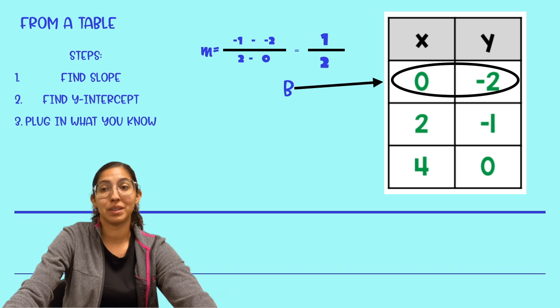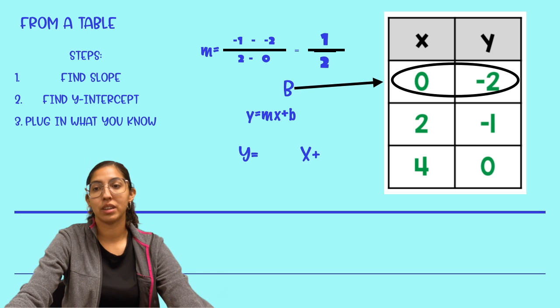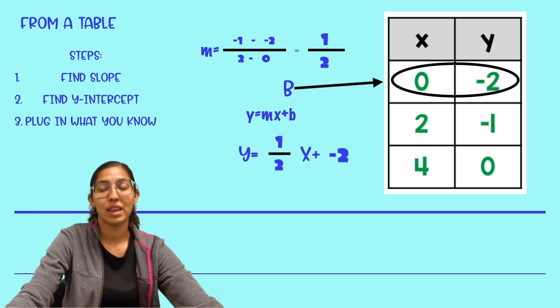So that one, these ones are pretty easy also. So I have y equals mx plus b again, and I'm just plugging in what I know, which is m is 1/2 and b is -2. And that's it. So our equation is y equals 1/2 x. I put plus -2, but it would be y equals 1/2 x minus 2. Same thing.